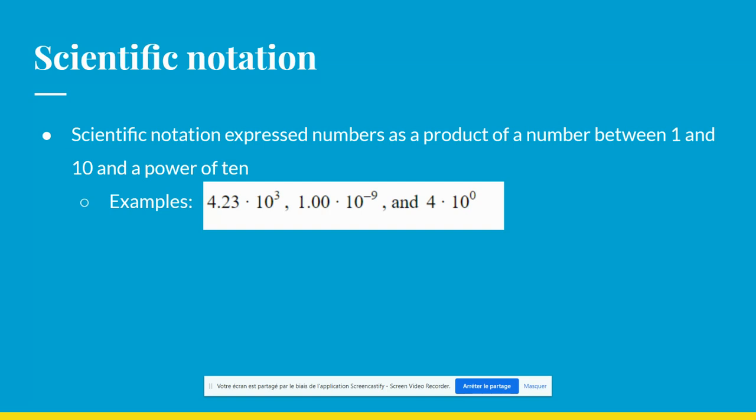So scientific notation is going to be a number between 1 and 10, followed by a power of 10. So 10 to the 0, 10 to the first, 10 to the second, etc. I have 3 examples here. It does not matter how many decimal places that you have. So 4.23, 1.004. So long as the number is between 1 and 10, it is what is called standard scientific notation.